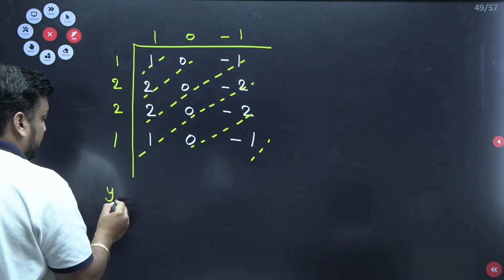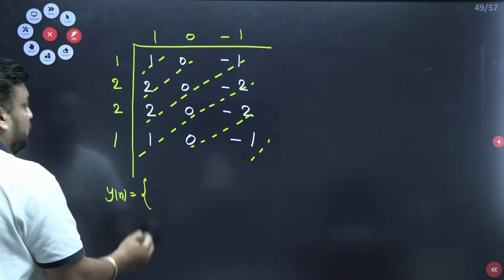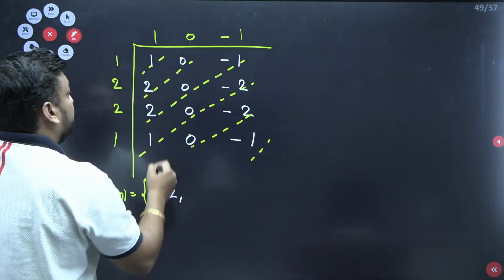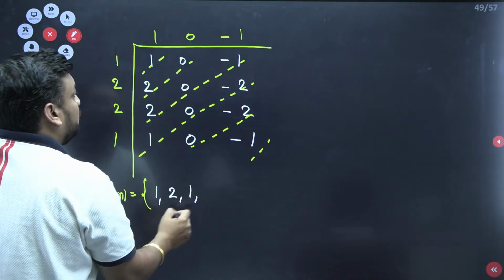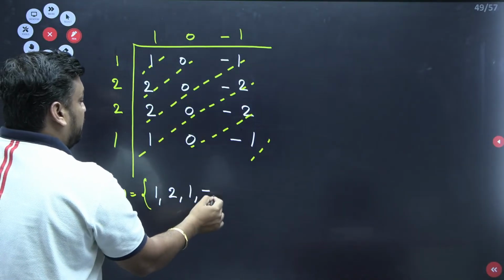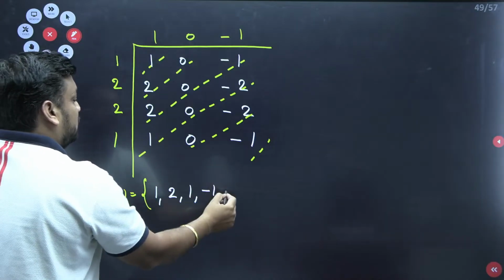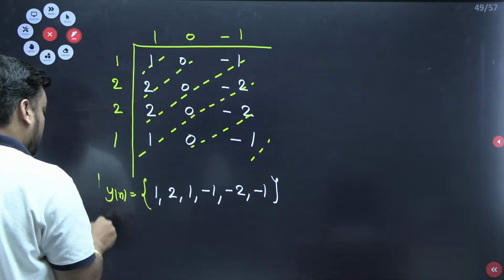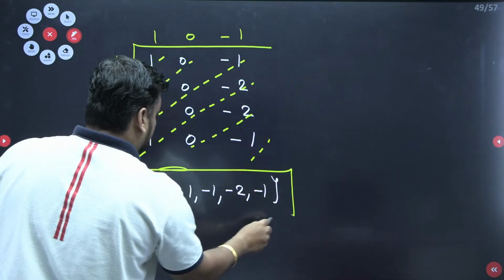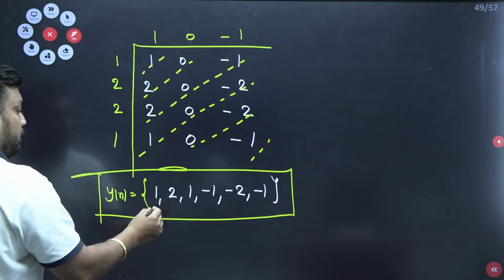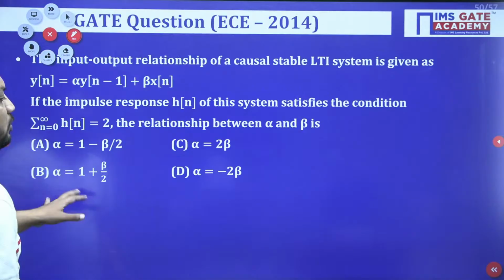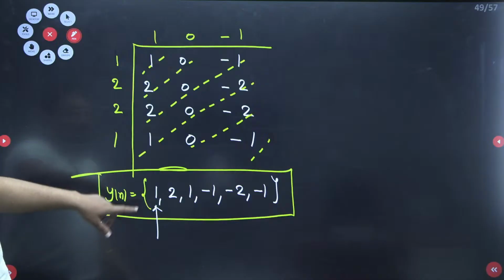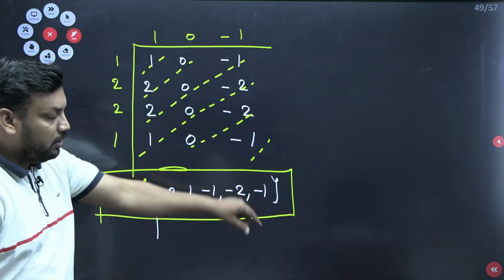So when you add diagonally, what do you get as y of n? You will get 1, then 2 plus 0 is again 2, then 2 plus 0 minus 1 is nothing but 1, then 1 plus 0 minus 2 is nothing but minus 1, then 0 minus 2 is nothing but minus 2, and minus 1 is nothing but minus 1. So this is your y of n. So the answer will be 1, 2, 1, minus 1, minus 2, minus 1. Yes.